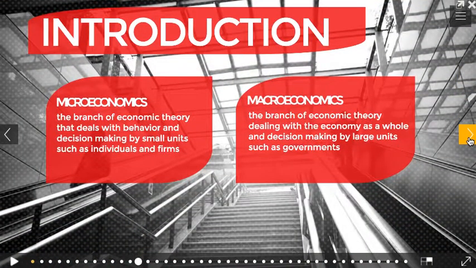There are two major divisions of economics. There's microeconomics, relating to relatively small branches. Micro is the branch of economic theory that deals with behavior and decision making by small units, such as individuals and firms. And then macroeconomics, which is the branch of economic theory dealing with the economy as a whole and decision making by large units such as governments.